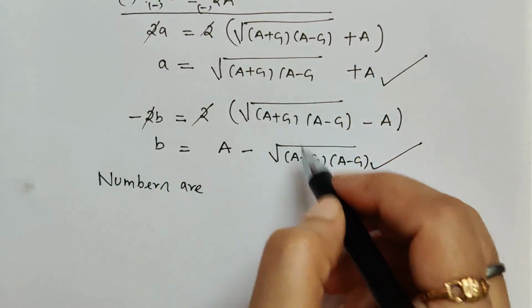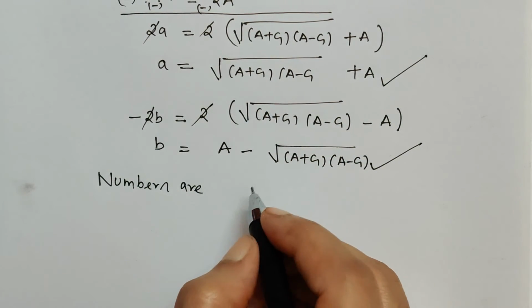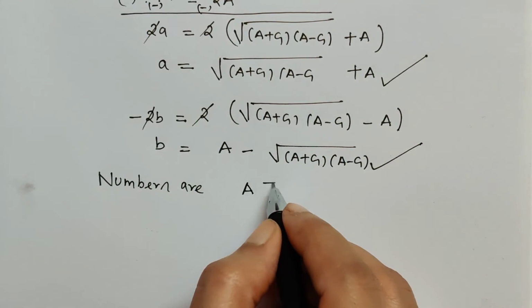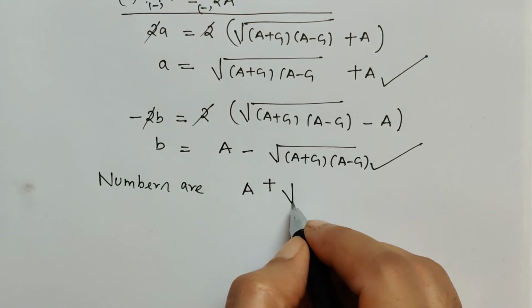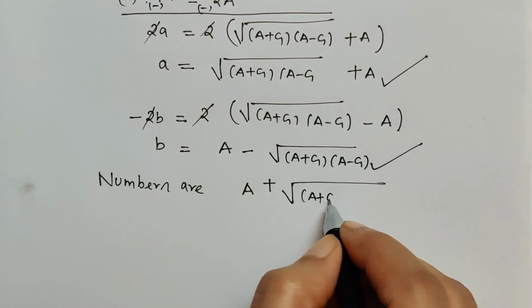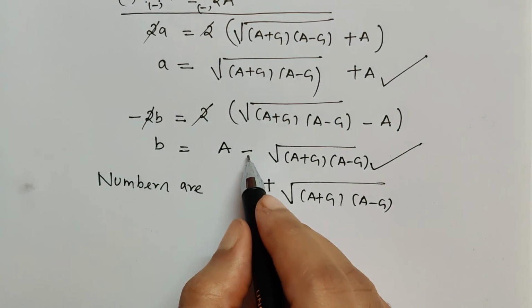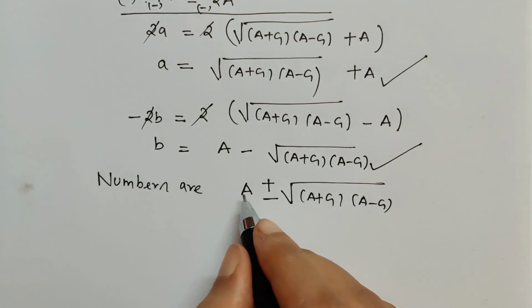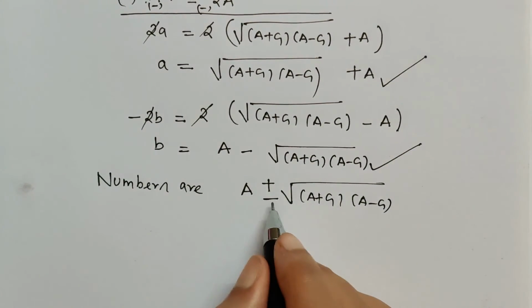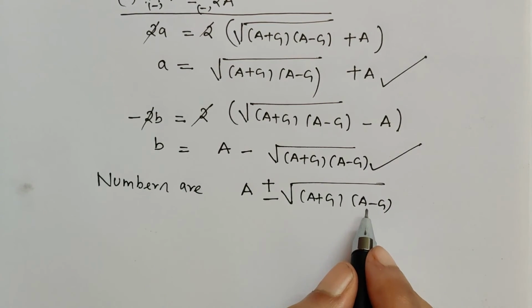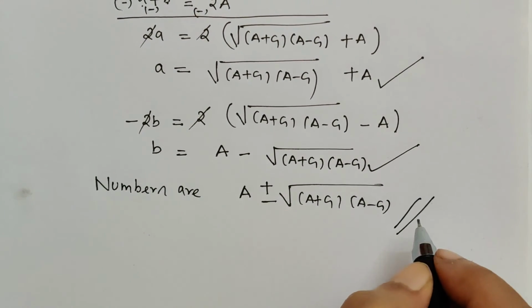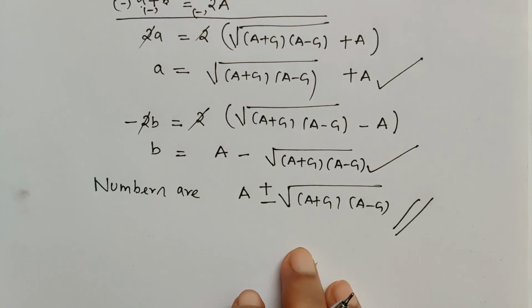So all together, in compact form, if I combine these two solutions, the numbers we can write as A with plus sign under root (A plus G)(A minus G), and in this case with negative sign, A minus under root (A plus G)(A minus G), the other number. So this is how this question can be solved very easily.